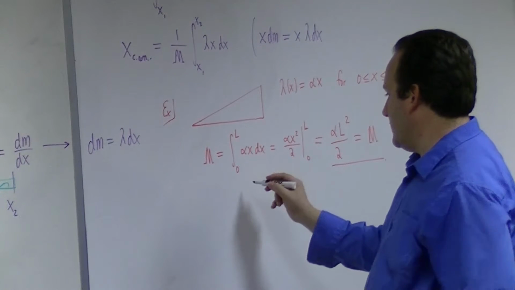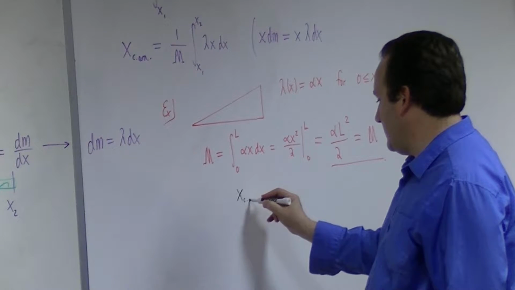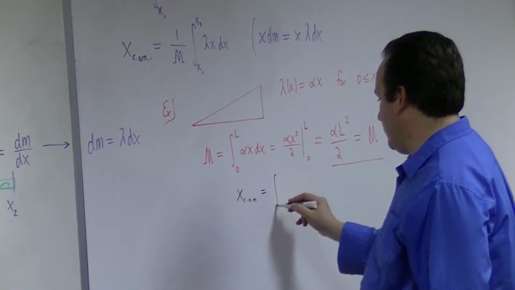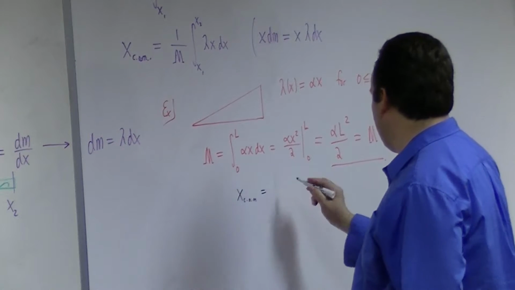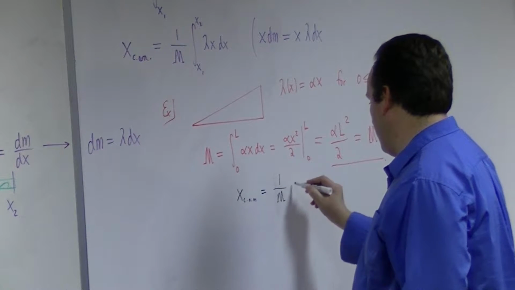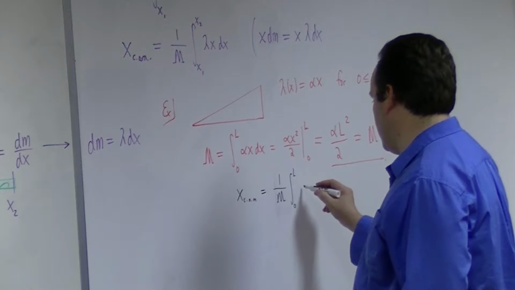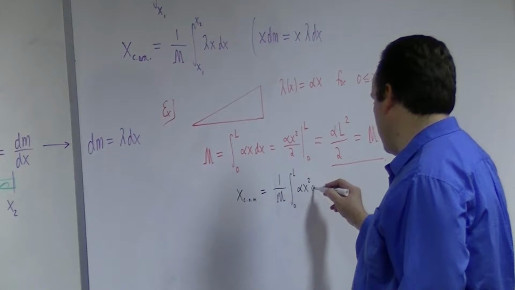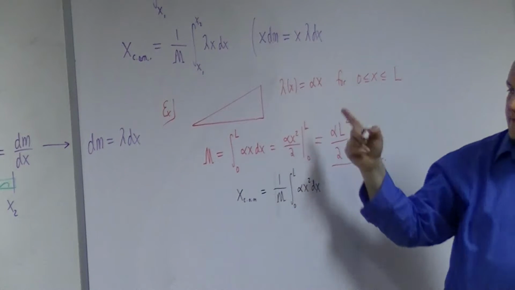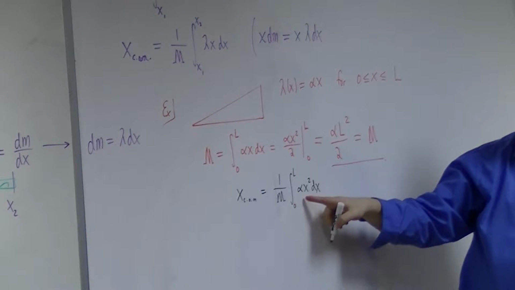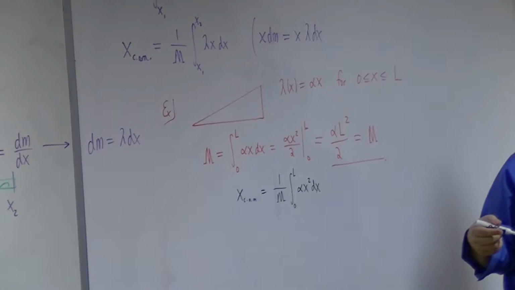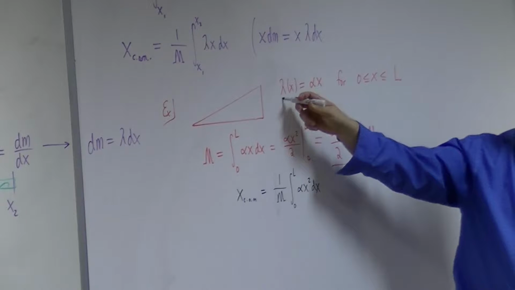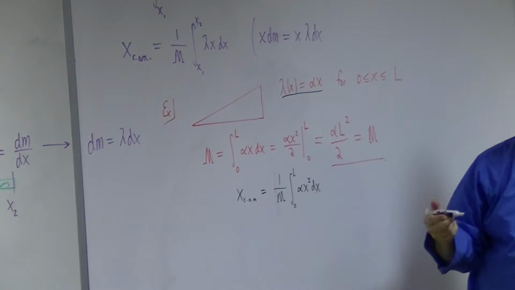Okay, so x center of mass equals, sorry, let me put 1 over big M there, the integral from 0 to L of alpha x squared dx. Because I have to do lambda times x, but lambda is alpha x, so x times lambda is alpha x squared. Everybody with me? When lambda is alpha x, x times lambda is alpha x squared.